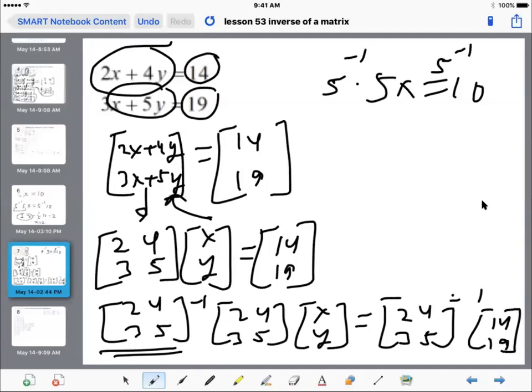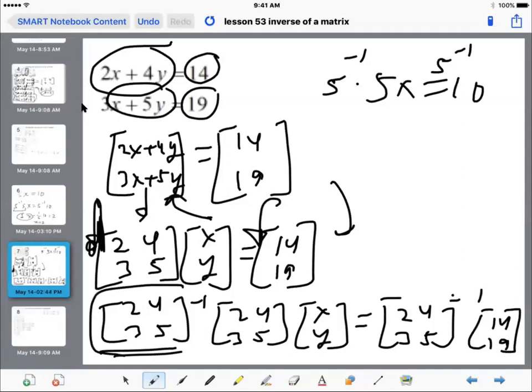Now, because matrices are not commutative, if I put the [2 4; 3 5] inverse on the left side here, I have to squeeze it in between the equal sign and the [14; 19] there, so it's multiplying on the left. Because if I multiply this one on the left and this one on the right, putting it after the [14; 19], that might not balance it out, because it's not commutative.